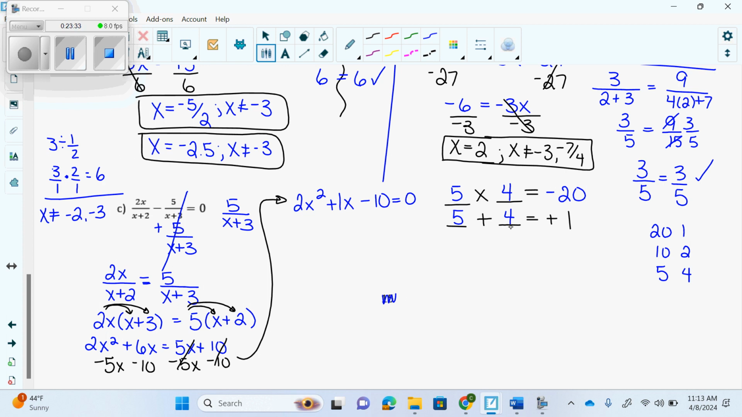Yeah? One of the numbers has to be negative. And how do I figure that out? Yeah, negative 4, because it's the addition one that tells you which one needs to be negative, right?